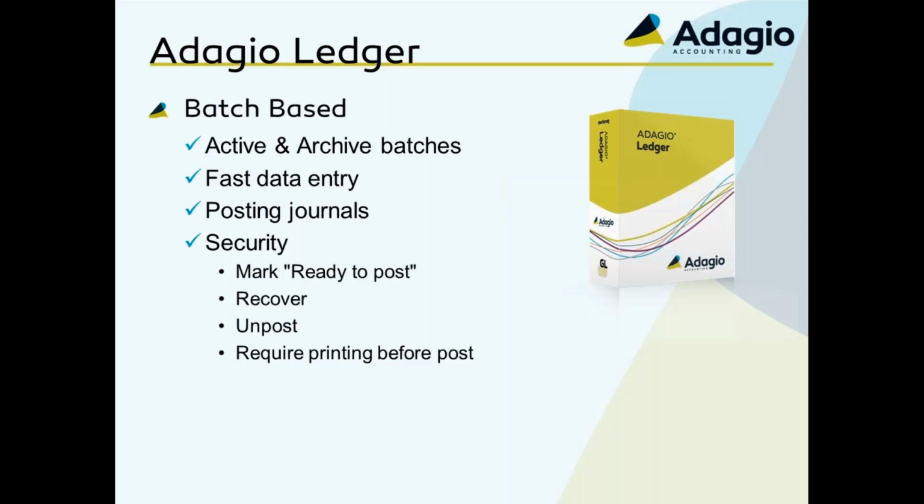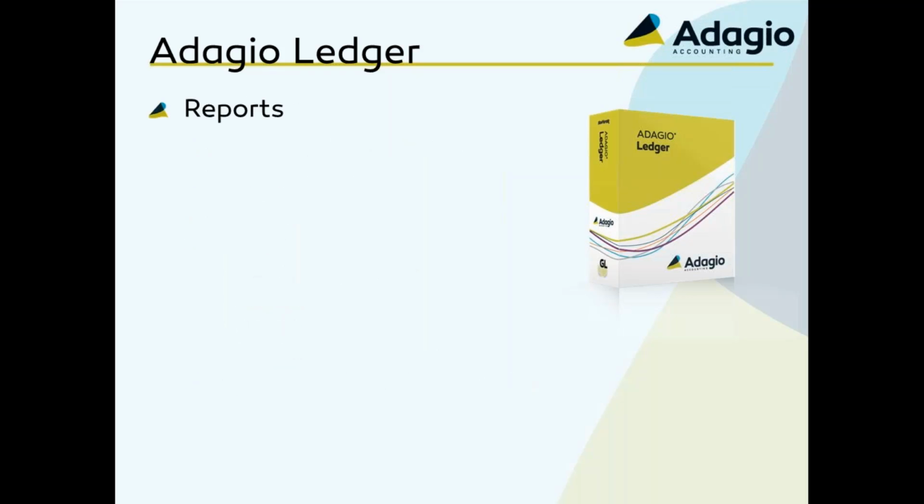If you inadvertently delete a batch, we can recover it for you. If you post a batch and then discover it went to the wrong fiscal period, we can unpost it for you. We can demand that a batch be printed before it's posted, just so that someone has proofed it if necessary. And finally, you can import batches directly from Excel or comma-separated text file if you want.